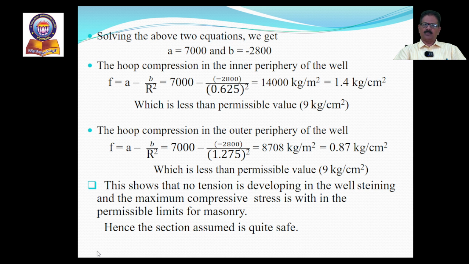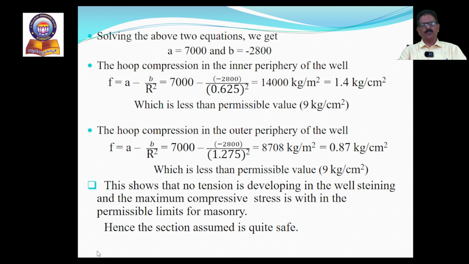Next, the hoop compression in the outer periphery of the well is also given by the same equation. Only thing is the distance is changed, the radial distance will change. So that would be around 8,700 kg per meter square, which is equal to 0.87 kg per centimeter square. So this is also less than 9 kg per centimeter square.